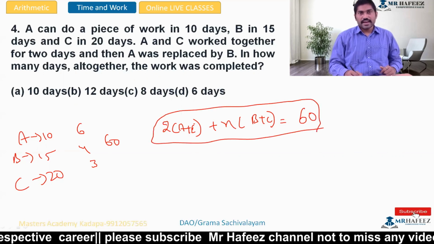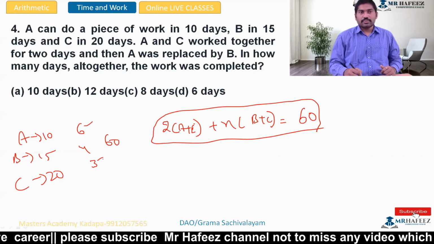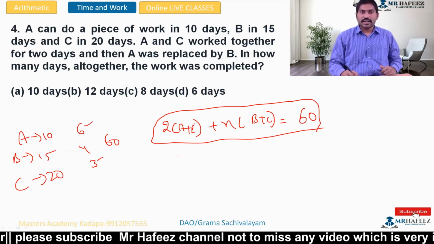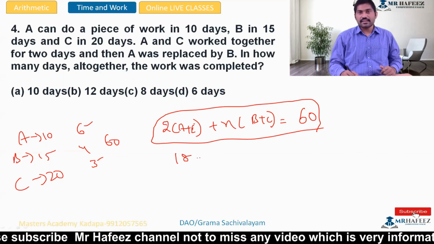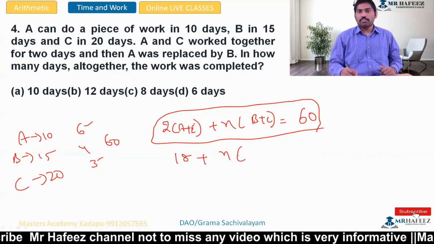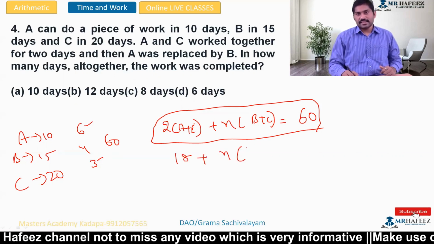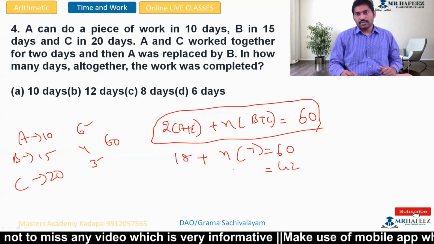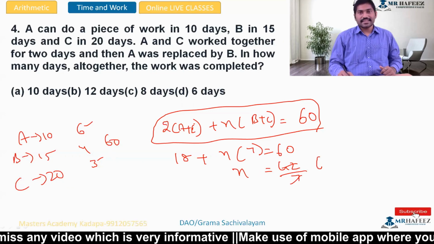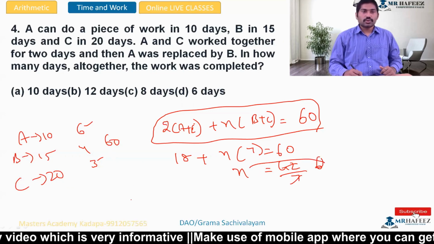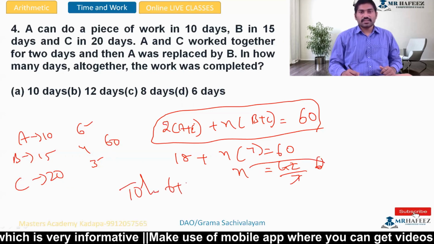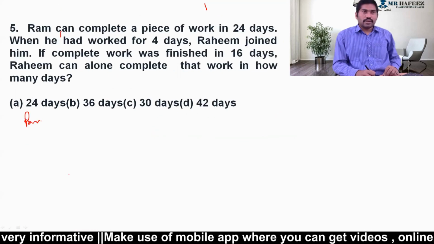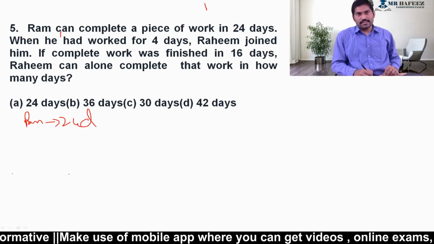So 2 times A and C. A is 6, C is 3, 6 plus 3 is 9. 9 times 2 is 18. Plus N, unknown. B is 4, C is 3, so 7N. 7N equals 60 minus 18, which is 42. So N equals 42 by 7, which is 6. So the total number of days is 6 plus 2. So the answer is 8.